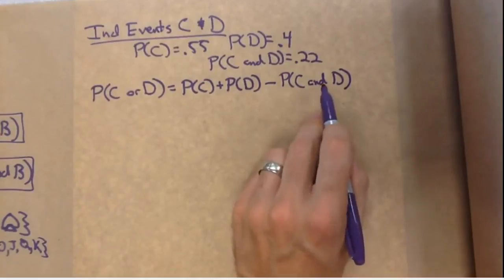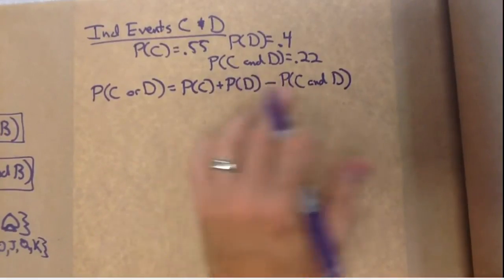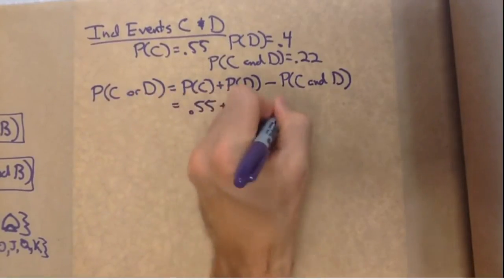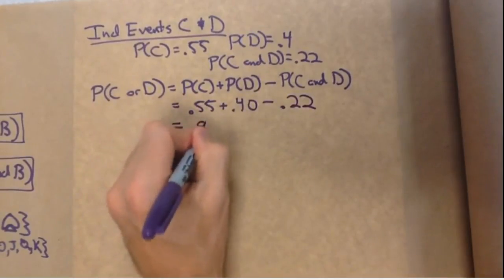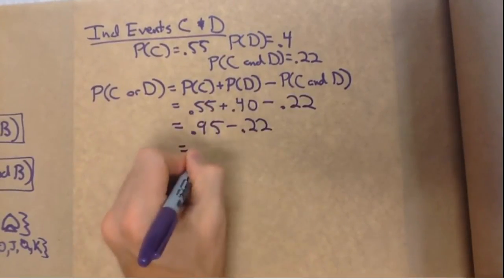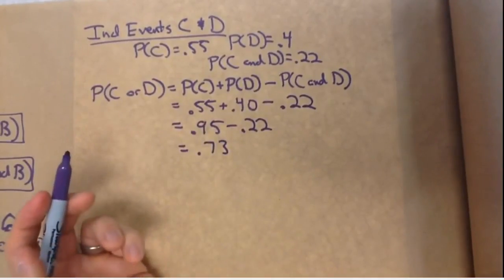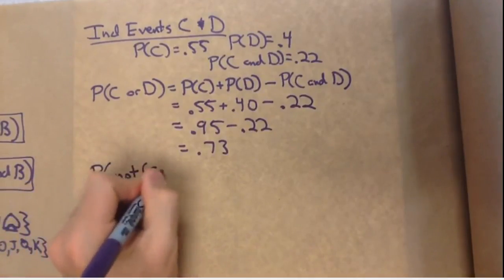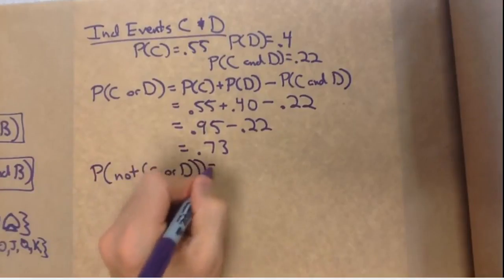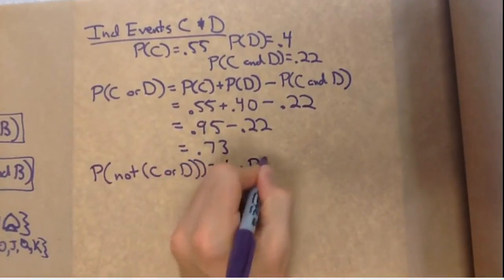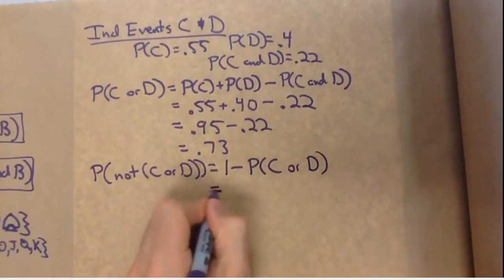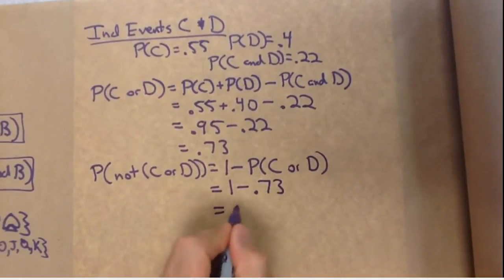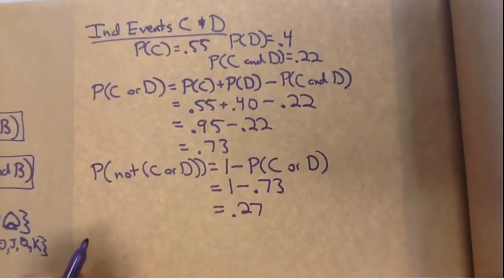Now, if you accidentally put this when there was no overlap, it would just be 0 and it wouldn't affect it, but it's good habit to put that there. So I got 0.55 plus 0.40 minus 0.22. 0.95 minus 0.22, and I get 73 hundredths, or 73%. Now, let's check the probability of not C or D. So in this case, I'm now going to do 1 minus the probability of C or D, which is going to be 1 minus 0.73, or 100% minus 73%, which gives us 0.27.